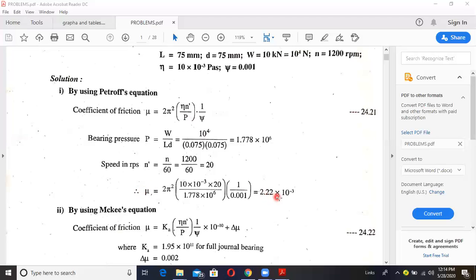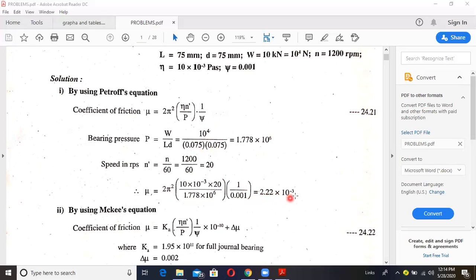Then we will get 2.22 into 10 to the power of minus 3. So substitute 2 into pi square, the value of eta, the value of n dash, divided by the value of P, into 1 divided by xi, and we will get the value of mu.